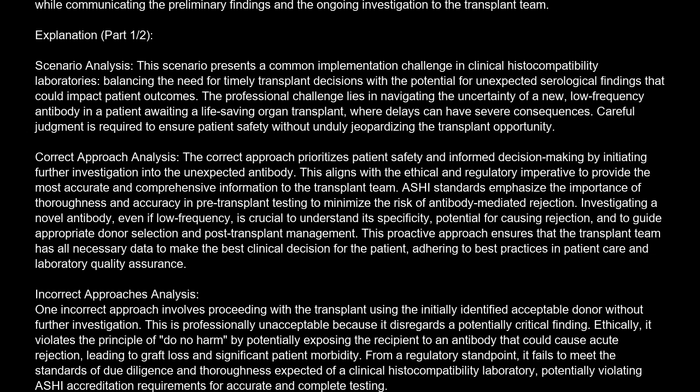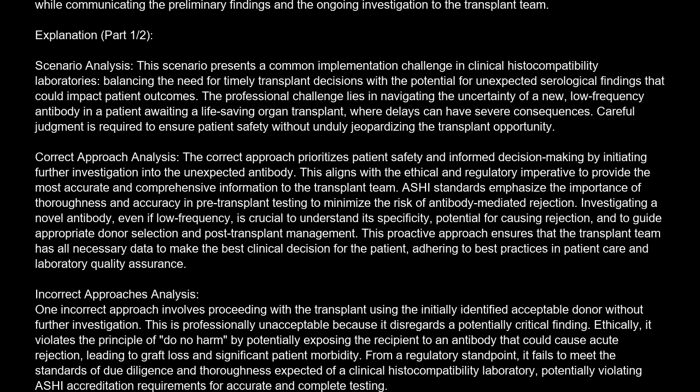Explanation. Scenario analysis. This scenario presents a common implementation challenge in clinical histocompatibility laboratories, balancing the need for timely transplant decisions with the potential for unexpected serological findings that could impact patient outcomes. The professional challenge lies in navigating the uncertainty of a new, low-frequency antibody in a patient awaiting a life-saving organ transplant, where delays can have severe consequences. Careful judgment is required to ensure patient safety without unduly jeopardizing the transplant opportunity.